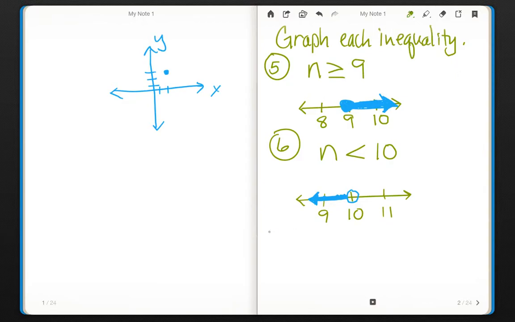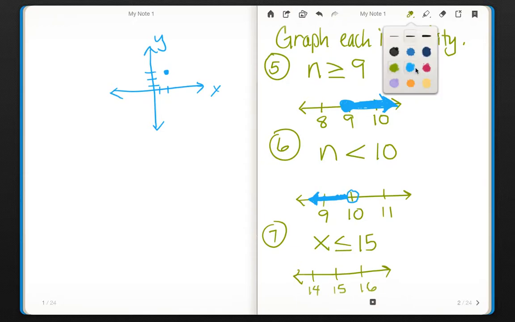Let's try another one. Number 7. Let's do x is less than or equal to 15. So we draw a number line, put 15 right in the middle, 16 is one higher, 14 is one below. Let's begin at the 15. Are we allowed to equal the 15? Yes, it said it's less than or equal to. So we're going to put a dot at 15 because we're allowed to have 15.